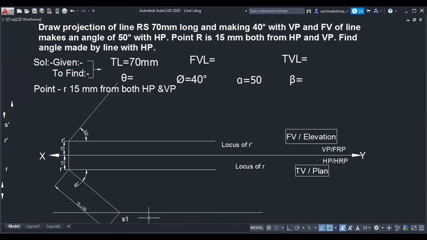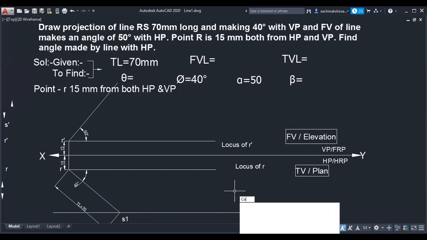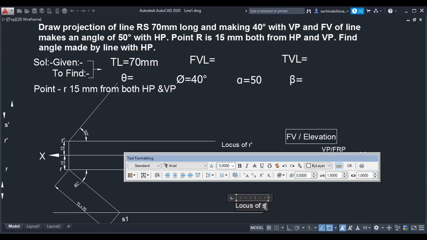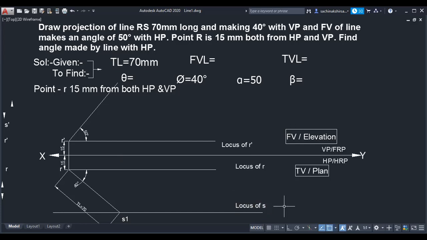And here I will write the locus of what? The locus of this point S1. Simply we can say all S1, S dash points will be on this. So true length is known. Now from true length, we want to find apparent length.